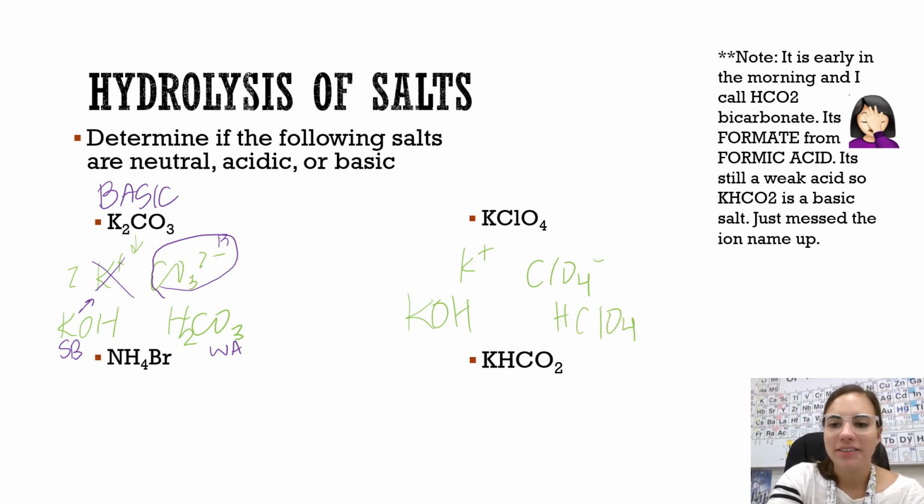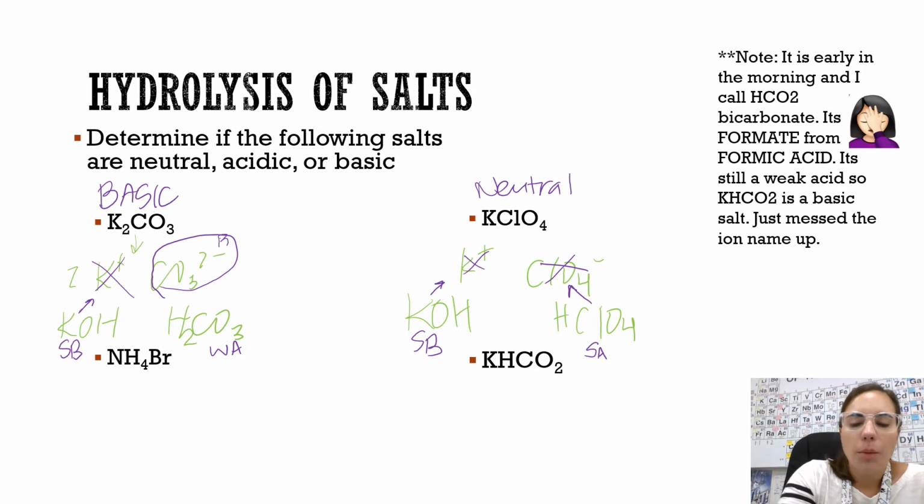All right. So this is a strong base. Perchloric acid is a strong acid. So that means that this is neutral and this is neutral, and so this whole salt is neutral.